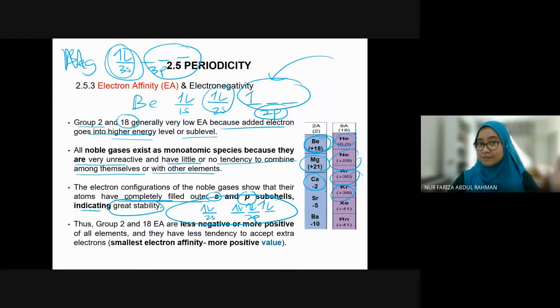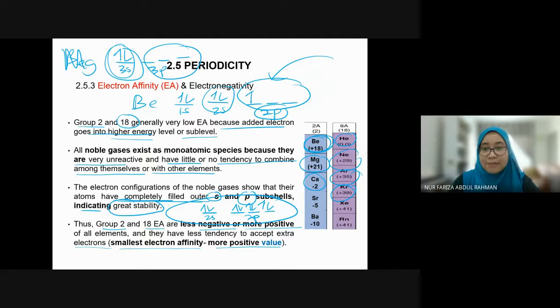Okay, stability banyak, ada cara macam-macam nak capai stability, half filled and so on. But the most stable one ataupun having great stability is when all the orbitals are now fully filled, penuh semuanya. That is the most stable form. Okay, right. So that is why group 2A and 18 are less negative or more positive of all elements, and they have less tendency to accept extra electron, having smallest electron affinity ataupun more positive value.